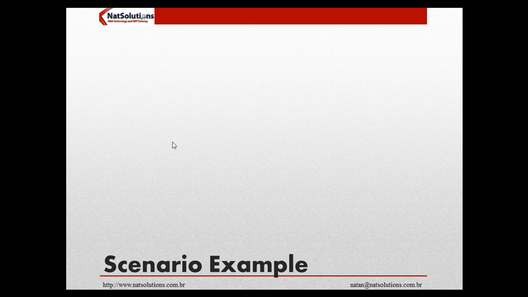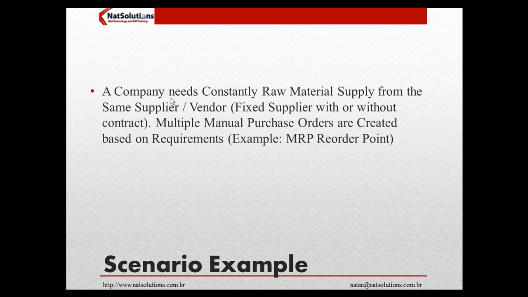First of all, let me provide you a scenario example. Let's say a company constantly needs raw material supply from the same vendor or supplier. Fixed suppliers, with or without contract. Multiple manual purchase orders are created based on the requirements, for example, MRP reorder point. This is a classical example.